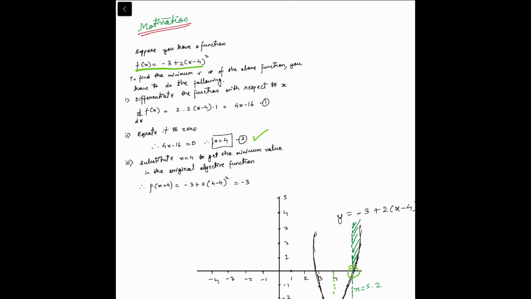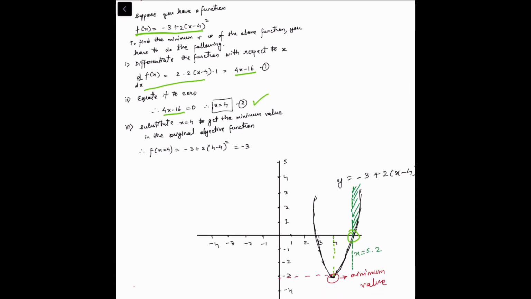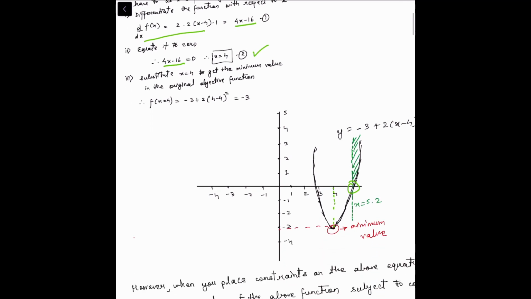You can see that I have differentiated the equation. I got this equation. Equating that equation to 0 gives me x = 4. Now the value of the function at x = 4 is the global minimum, as you can see in this diagram.